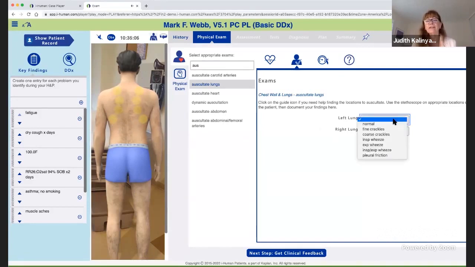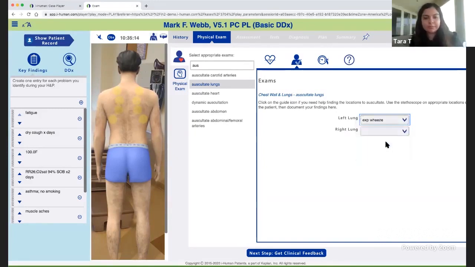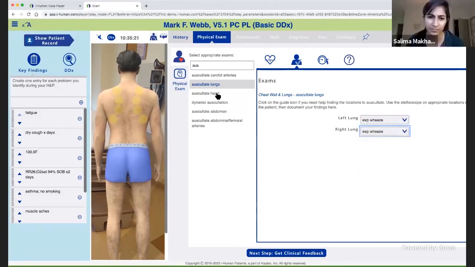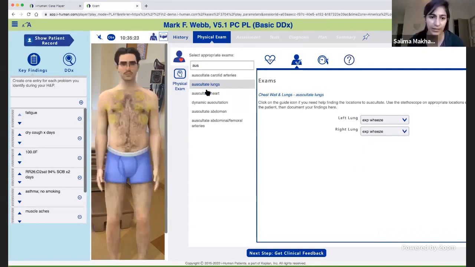All right, so left lung, what do we pick? Wheezing, right? Is that a wheezing sound? Yeah, we've got some expiratory wheezes there, and we sort of heard them bilaterally. So do we want to listen to his heart? Yeah. Somebody had said that before.